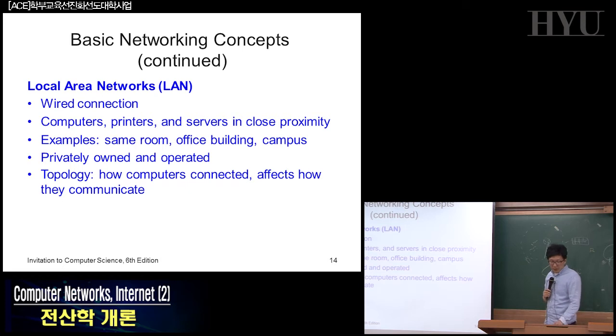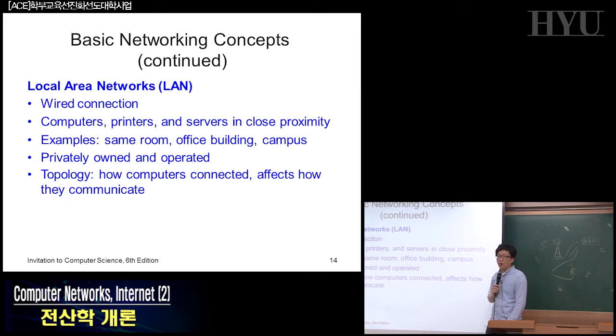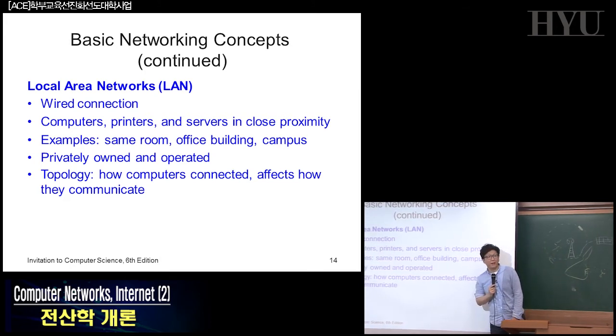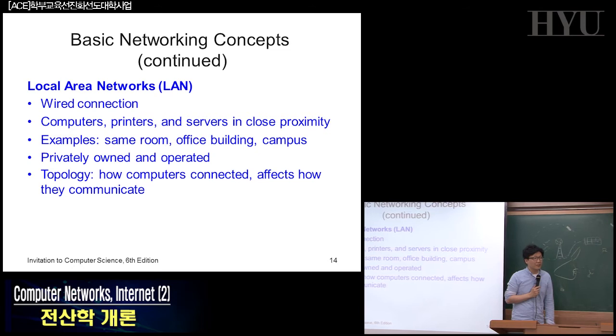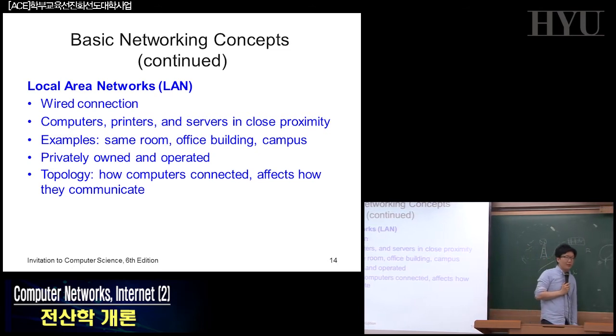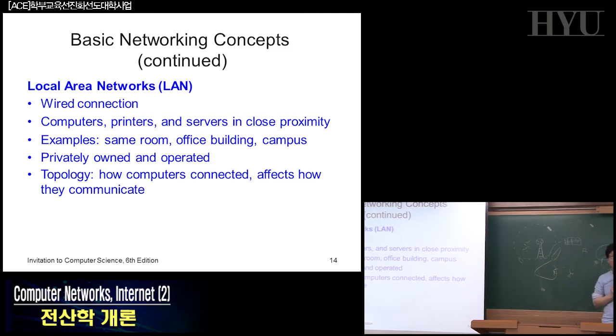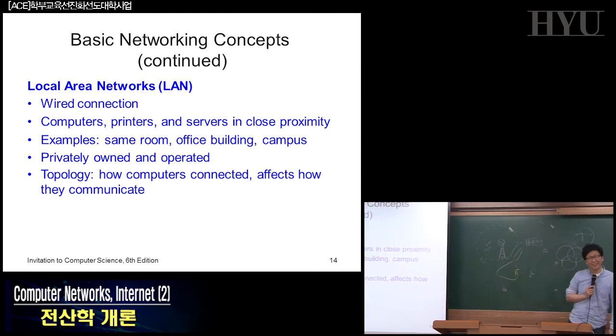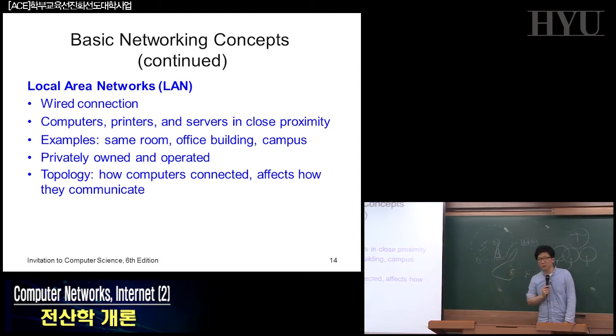Privately owned and operated. Topology, how computers are connected, affects how they communicate. Topology is how your computers in a single LAN or in a network are connected. How are we connected to this Wi-Fi? Assuming that we all use the Hanyang WLAN, right? Wireless LAN, Wireless Local Area Network.